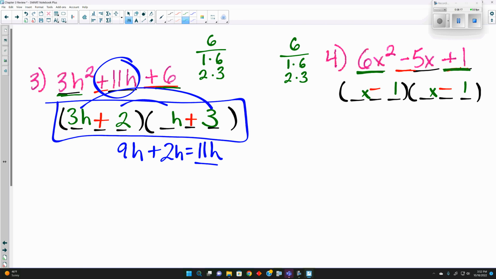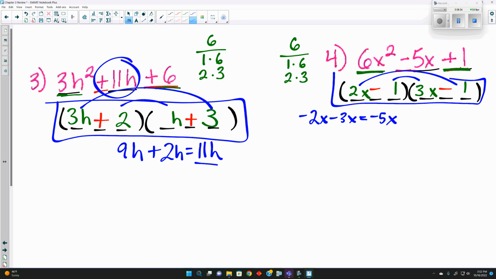I'm going to start off with 2 and 3 because I know the middle term is small. So we can try this here and check to see if this works. 2x times -1 is -2x. -1 times 3x is -3x. And -2x minus 3x is -5x. That is the middle term that we wanted. So that is it for that there.